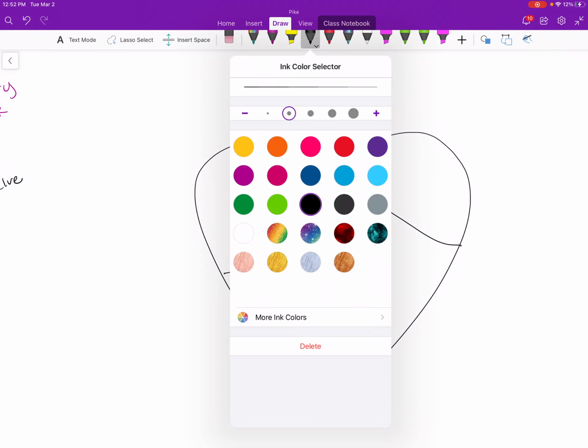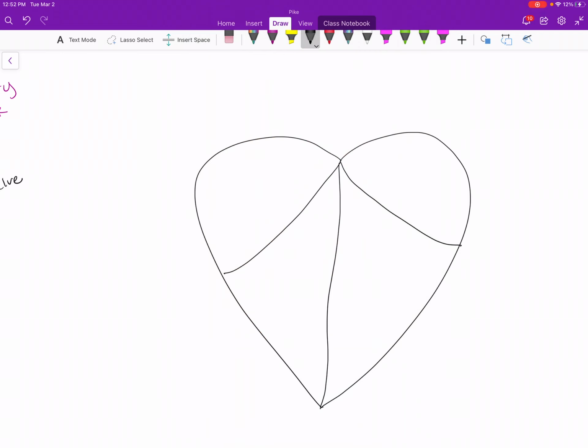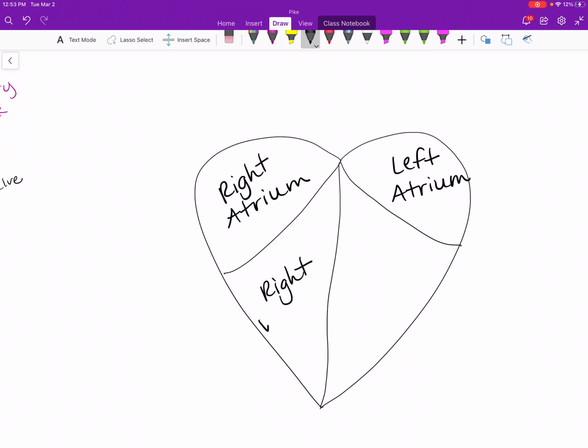Okay, I want a little bit fatter pen. And so here are the 4 different chambers in the heart. So when we go and label them, we have the right atrium and the left atrium. These are the receiving chambers. The right ventricle and the left ventricle. All right, those are our 4 chambers.